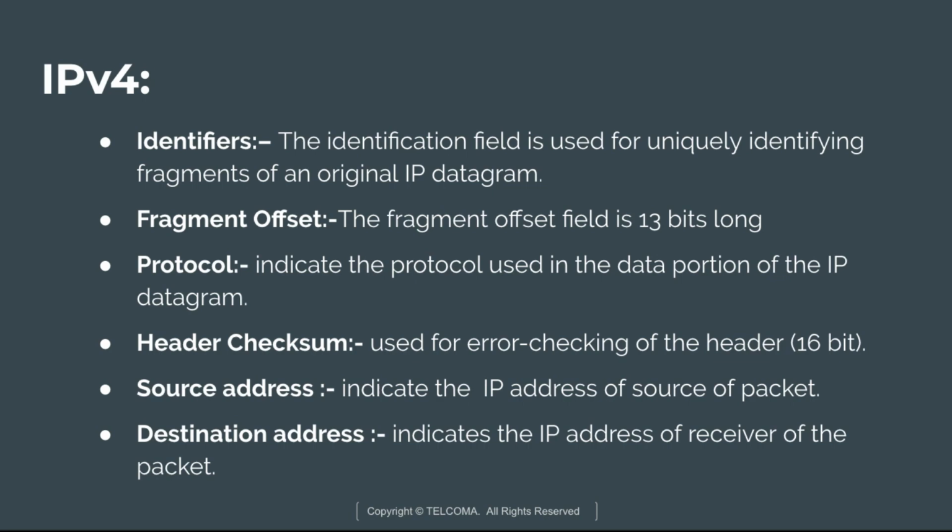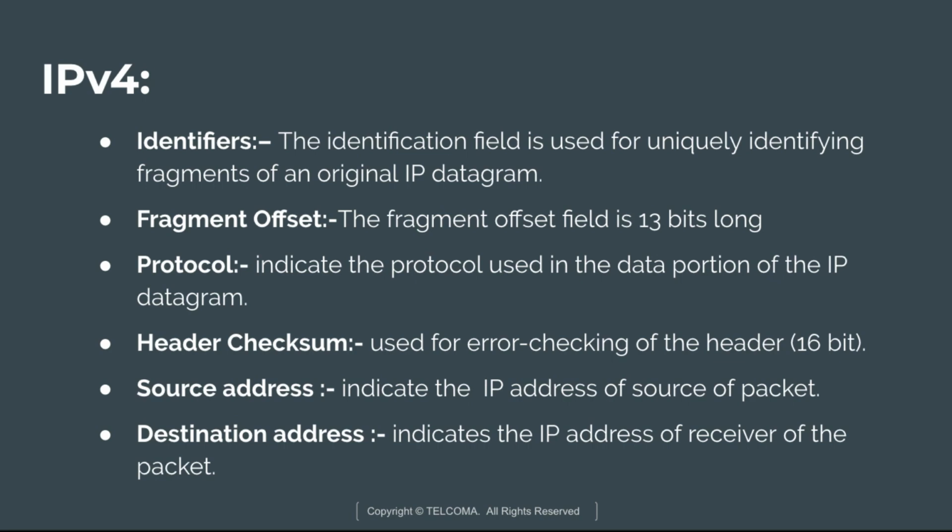Here it indicates the protocol used in the data portion of the IP packet, that it is consisting of ICMP protocol, TCP protocol, or UDP protocol. If it is ICMP, then the protocol field value is 1, if it is TCP, then the protocol field value is 6, and if it is UDP, then the protocol field value is 17.